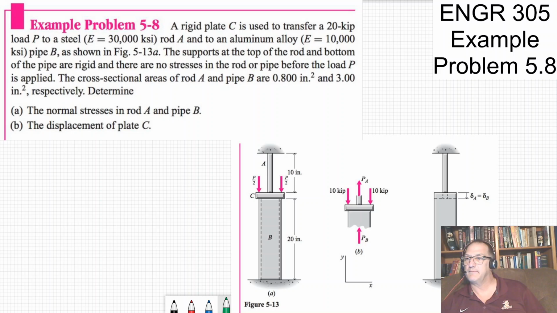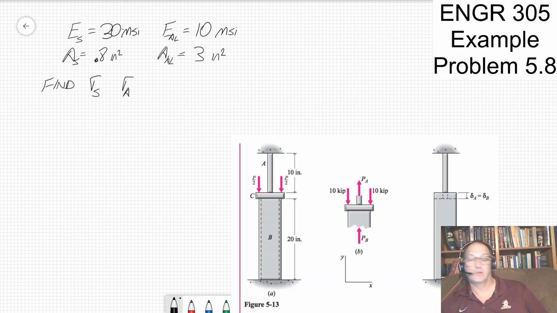So I've got the key parts written down. You can see I've got Young's modulus for the steel, Young's modulus for the aluminum, and then the area of the steel and the area of the aluminum. Find our stresses. Great.